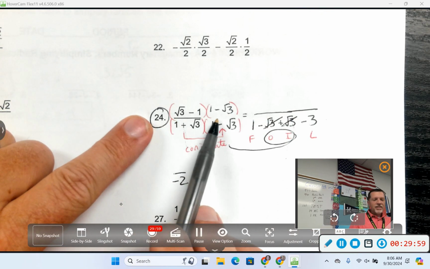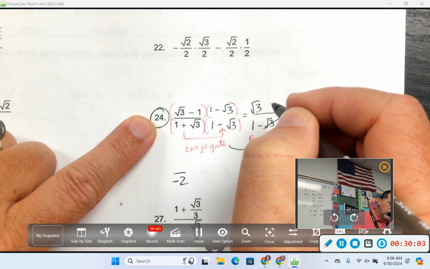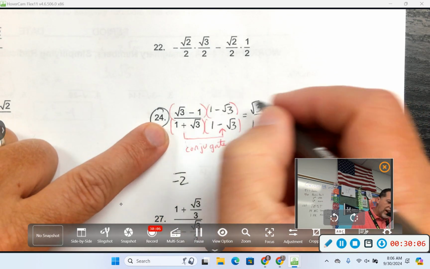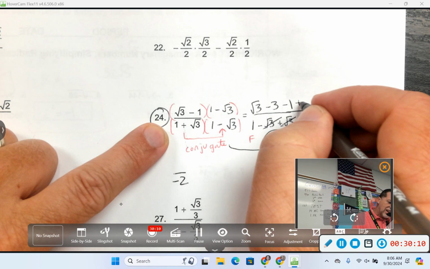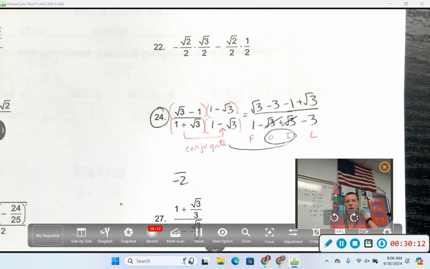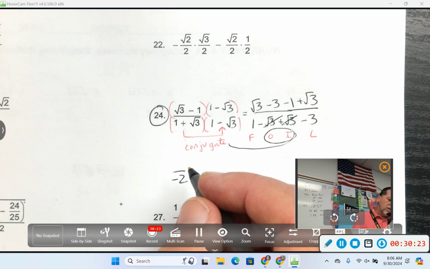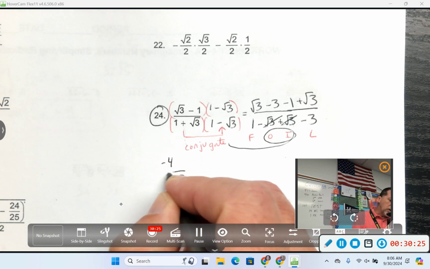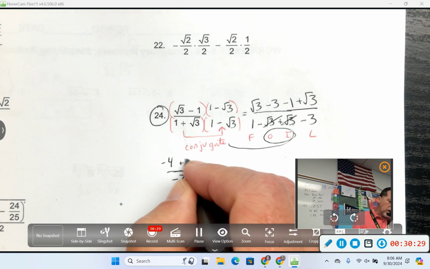In the top, I still need to FOIL the top. So root 3 first, outside, inside, last. Careful with all the multiplying in there. They don't cancel out. What's root 3 plus root 3? 2 root 3. So 2 root 3 minus 4, or minus 4 plus 2 root 3. Usually we put the number first, so negative 4 plus 2 root 3.